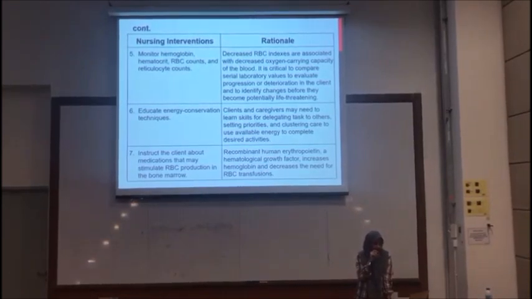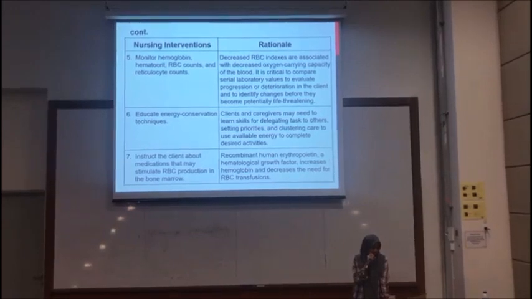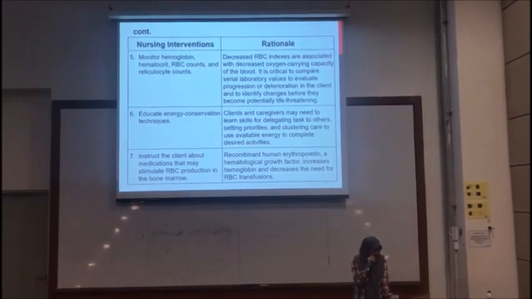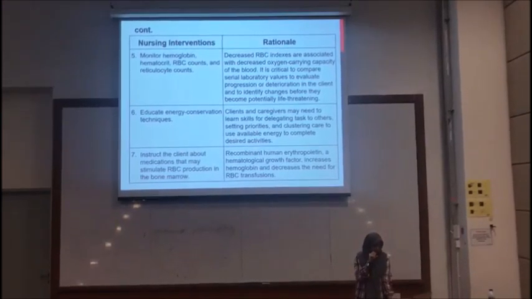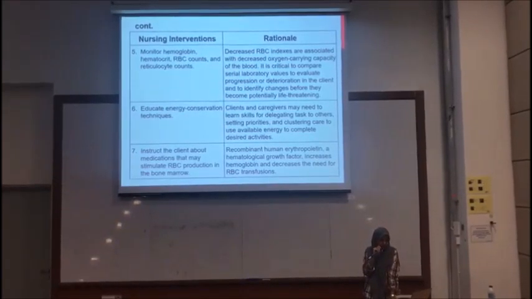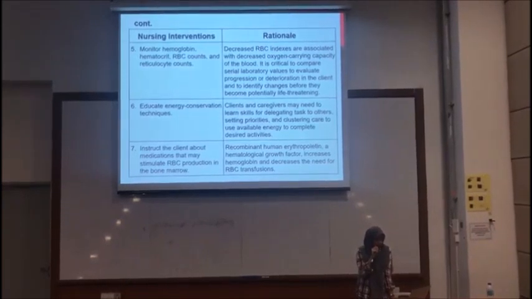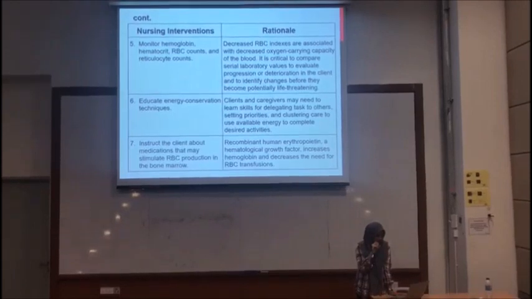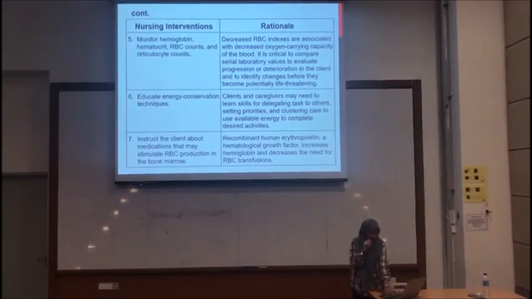The next one is educate energy conservation technique. Client and caregiver may need to learn skill for delegating tasks to others, setting priorities and clustering care to use available energy to complete desired activity. The next one is instruct the client about medication that may stimulate RBC production in the bone marrow. Recombinant human erythropoietin, a hematological growth factor, increase hemoglobin and decrease the need for RBC transfusion.